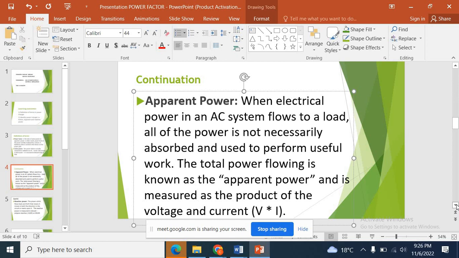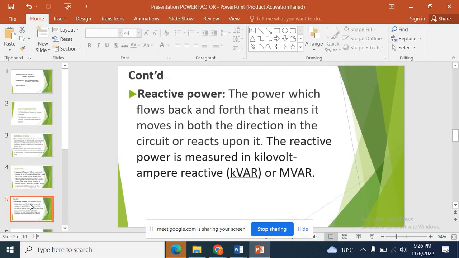As you can see from the screen, apparent power is the electrical power in an AC system which flows to a load, and all of that power is not necessarily absorbed or used to perform useful work. So the total power flowing to a load is known as apparent power, and it is measured in KVA. Let's go to the next term, which is reactive power. Who can tell us what reactive power is?